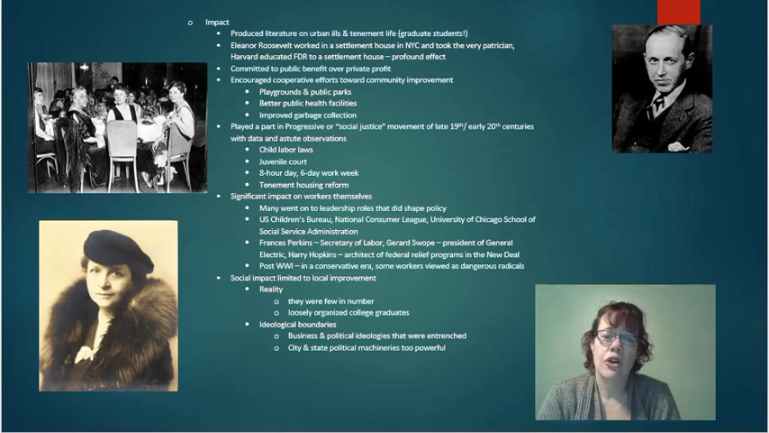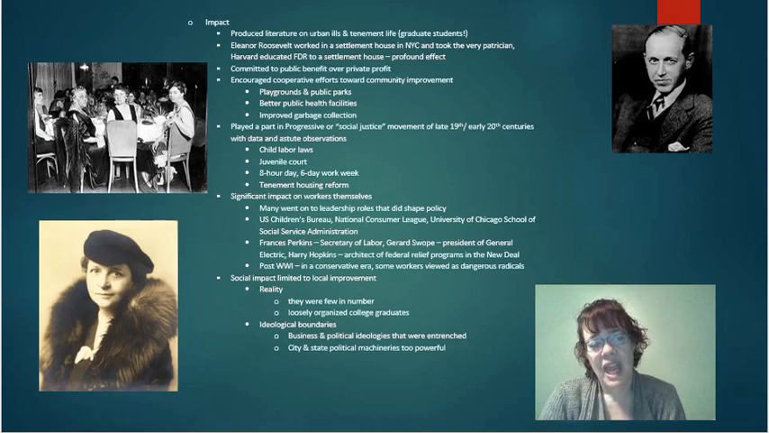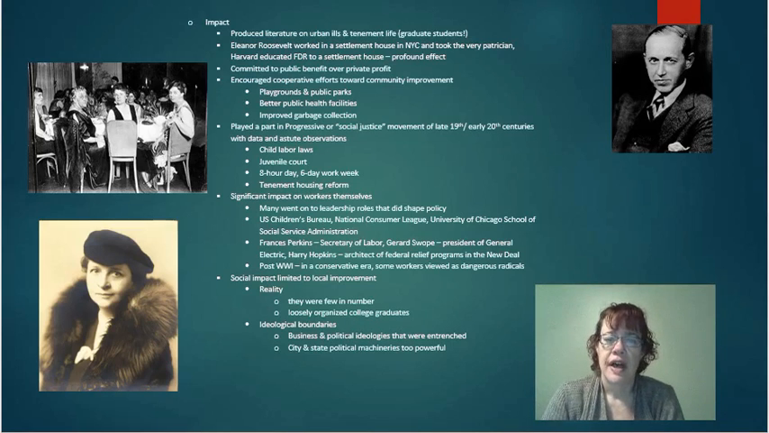It produced literature on urban ills and tenement life for graduate students. Eleanor Roosevelt worked in a settlement house in New York, and she took the very patrician, Harvard-educated FDR to a settlement house, and it had a really profound effect on him. And I think you're going to see the profound effect of the progressive movement on FDR when we look at the New Deal. It was committed to public benefit over private profit. So these were not meant to make any money. They were just meant to benefit the public and to benefit the impoverished.